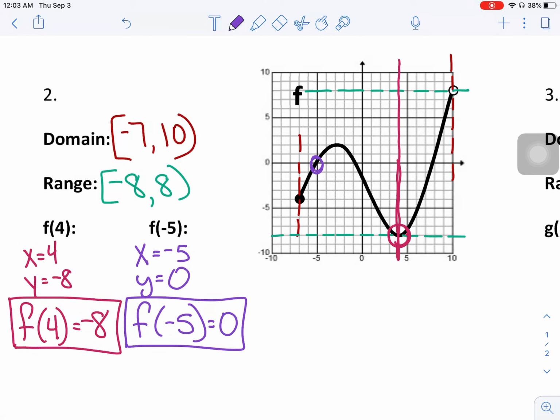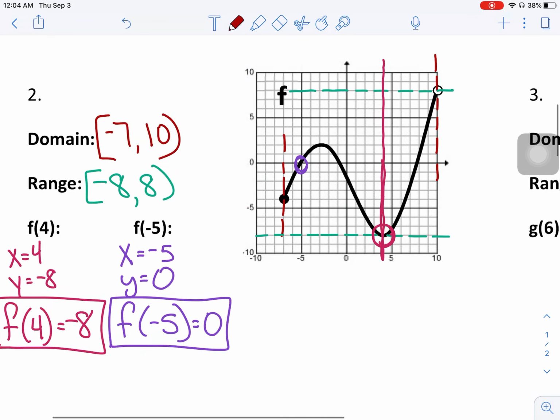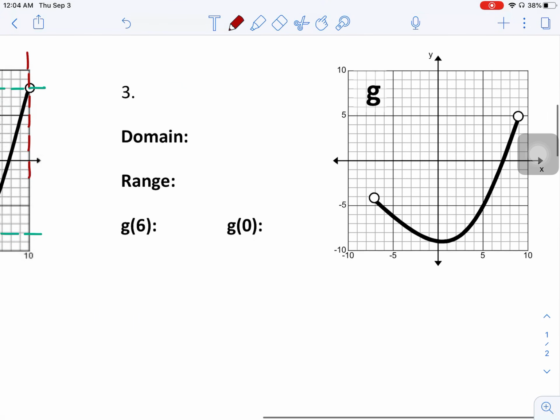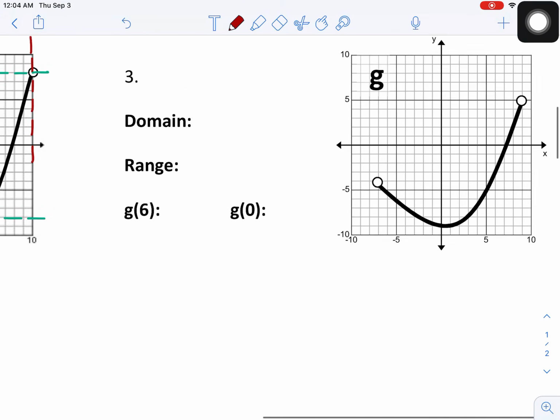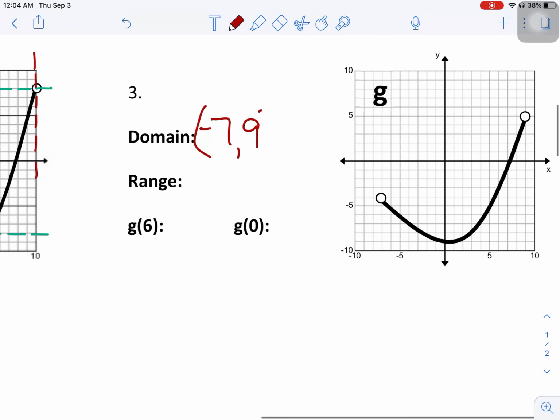All right, little function evaluation, again, based off of a graph. All right, last one here. Even though it's the fourth problem, it apparently got labeled as problem number 3. That works. All right, domain. How far left does this graph go? -7. Open circle, parentheses. How far to the right does this graph go? +9, open circle, parentheses.